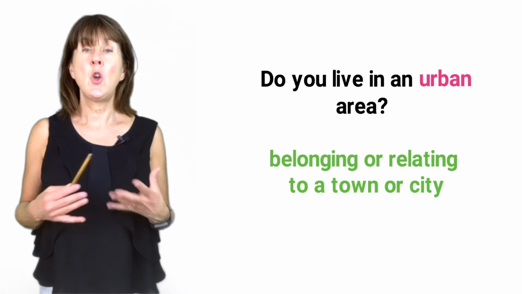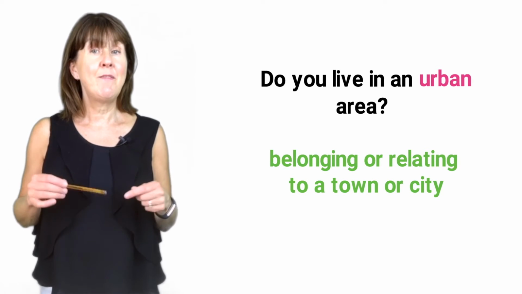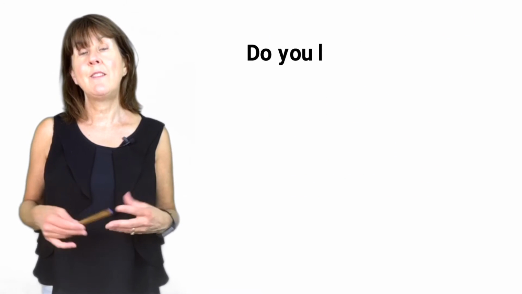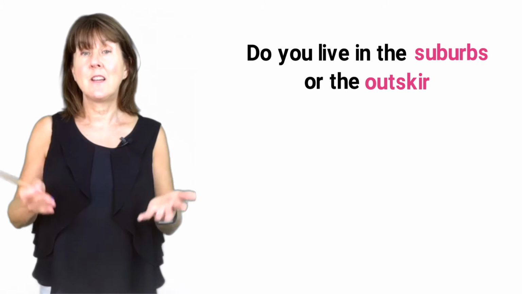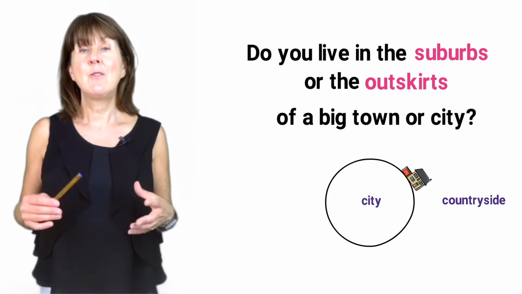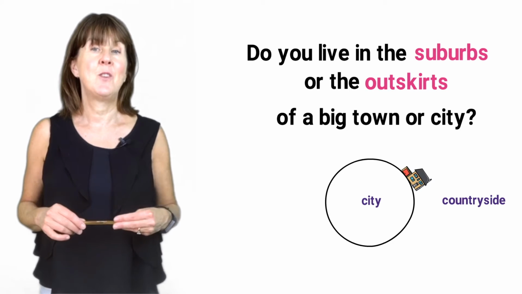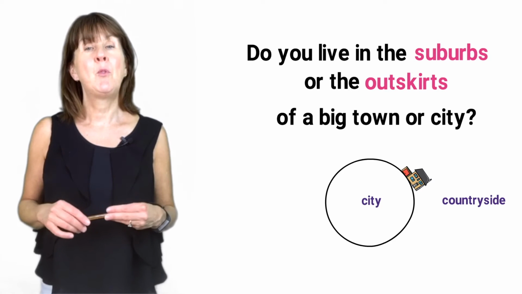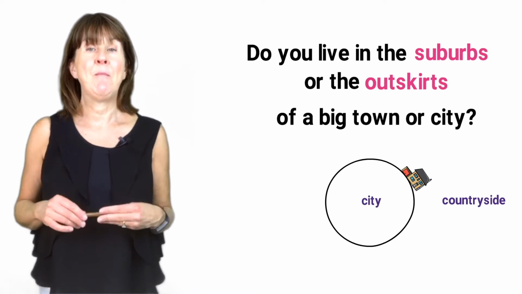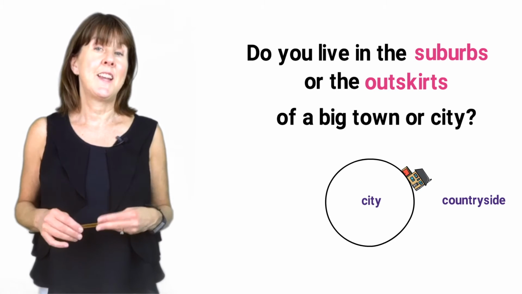So Oxford has only 150,000 inhabitants. That's people that live there, but it is still an urban area. Or do you live in the suburbs or the outskirts of a big town or city? The suburbs or outskirts is an area on the edge of a large town or city. Many people live in the suburbs or outskirts because it's cheaper, and then they commute every day to the city centre to work.